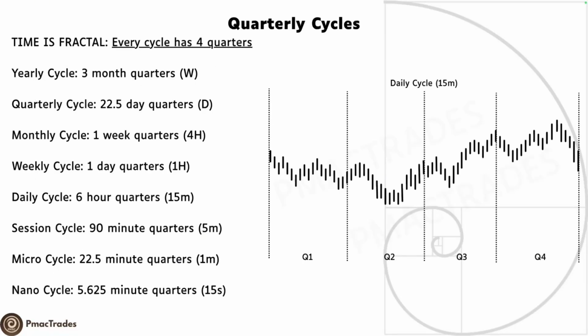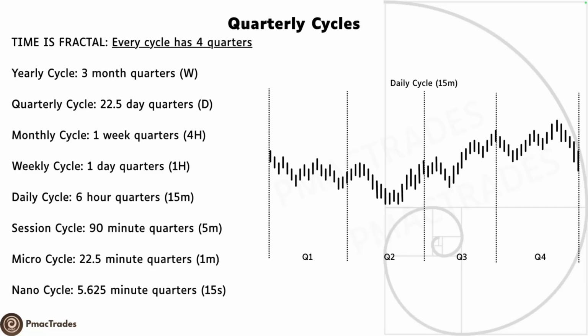Next are the quarterly cycles. The most important concept of quarterly theory is that time is fractal and that every cycle has 4 quarters. Starting with the yearly cycle, which is 1 year split into 4 equal quarters of 3 months each. For example, the first quarter of the yearly cycle would be January, February, March, and the second quarter of the yearly cycle would be April, May, and June, and so on.